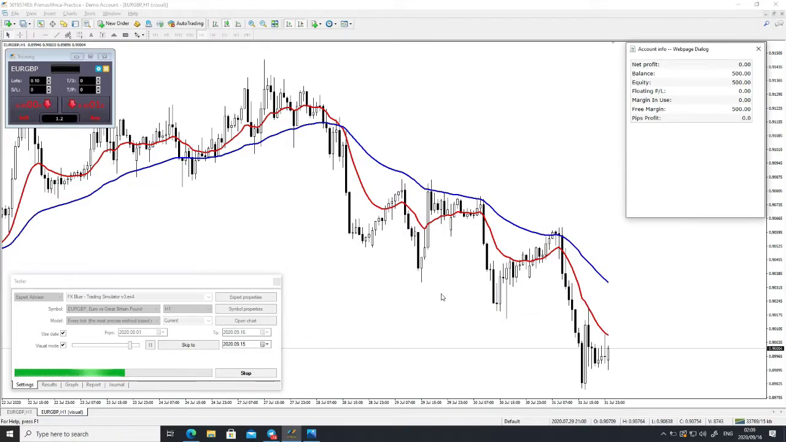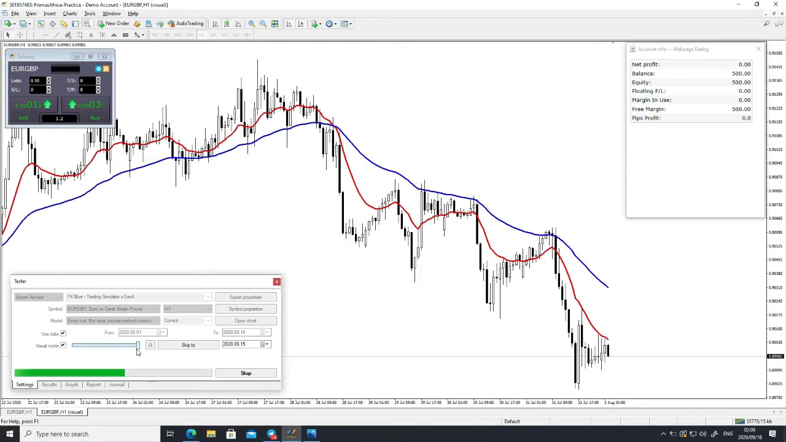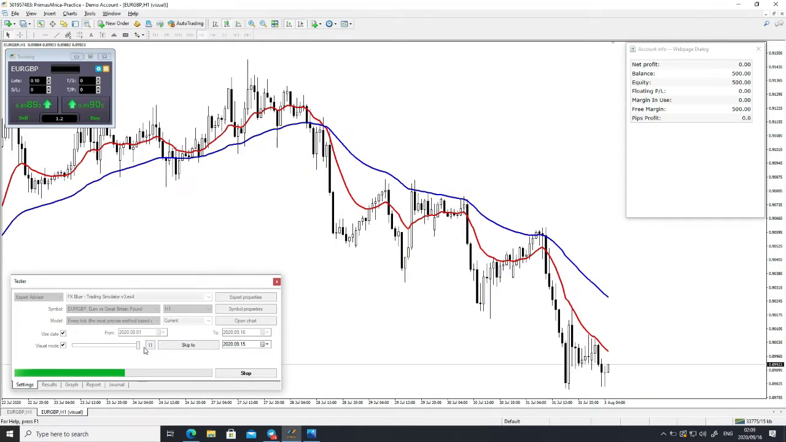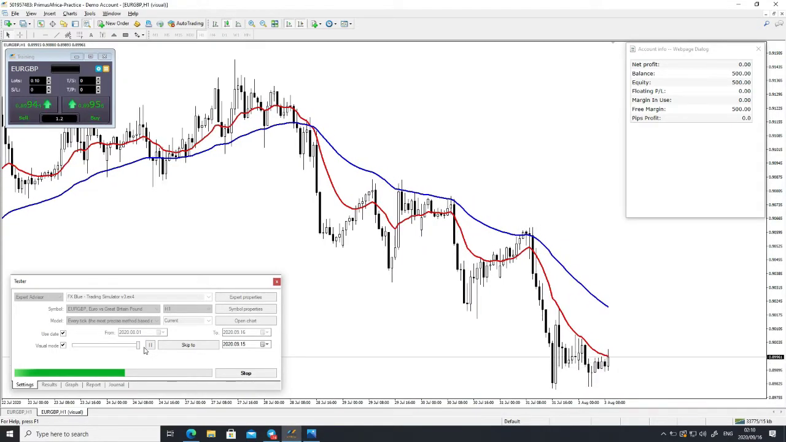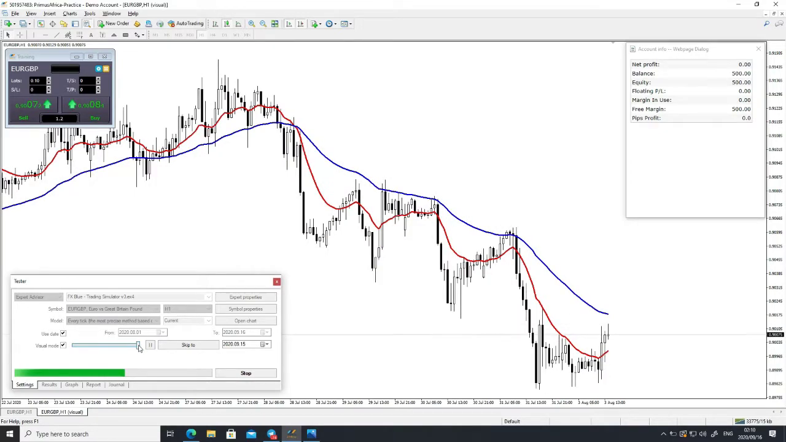Alright, so now basically what we're waiting for is the market to give us a signal. So I'm just going to increase my visual mode so that we get a bit of more speed. There we go. Alright, so the signal that we are waiting for is for the candlesticks to touch the blue line.